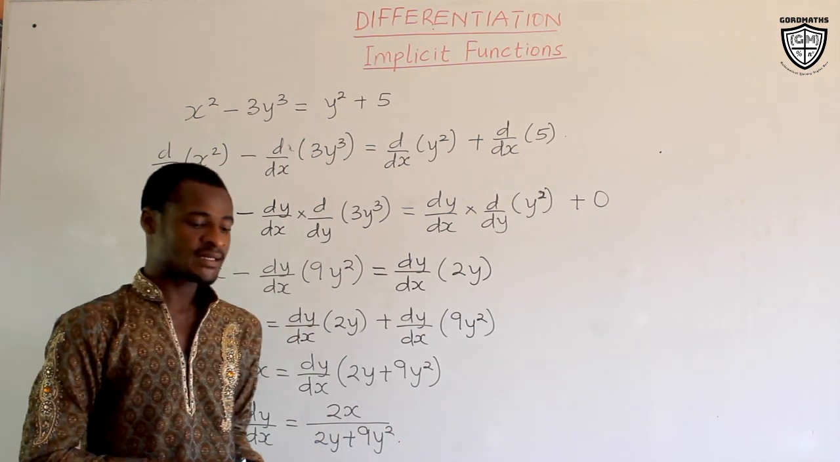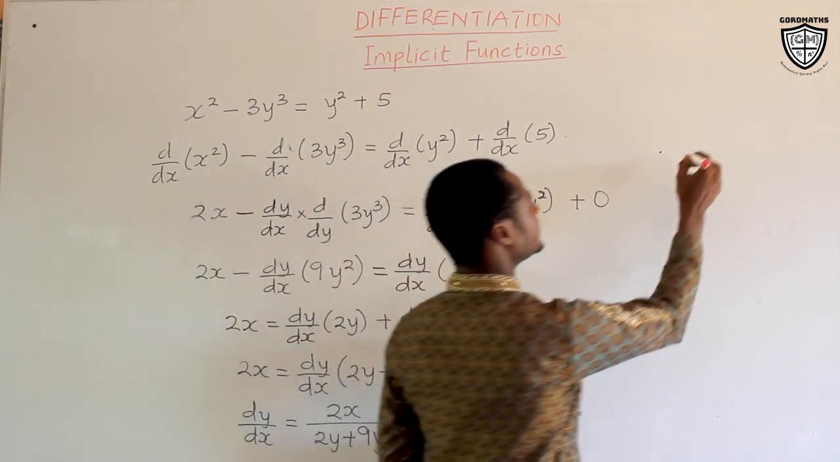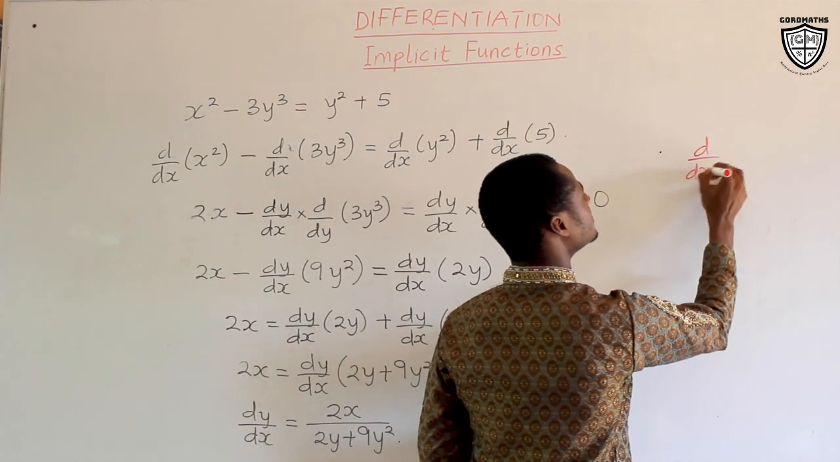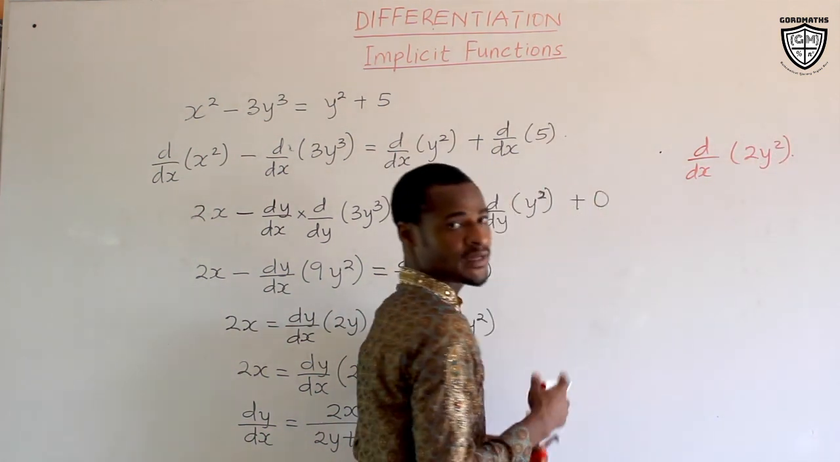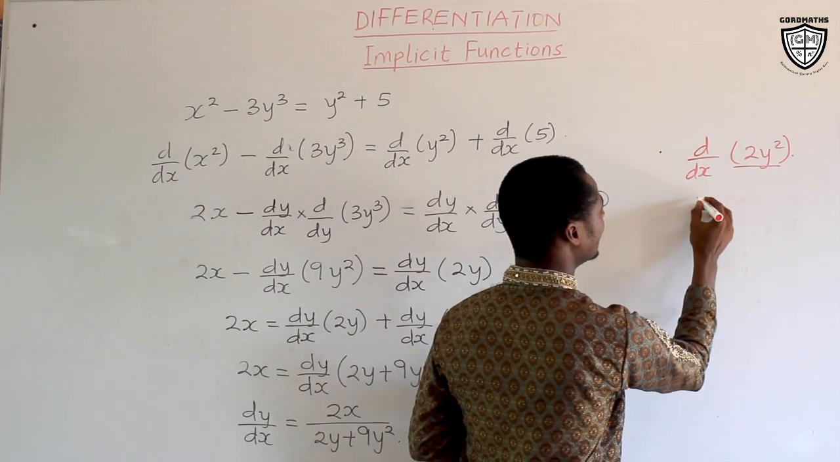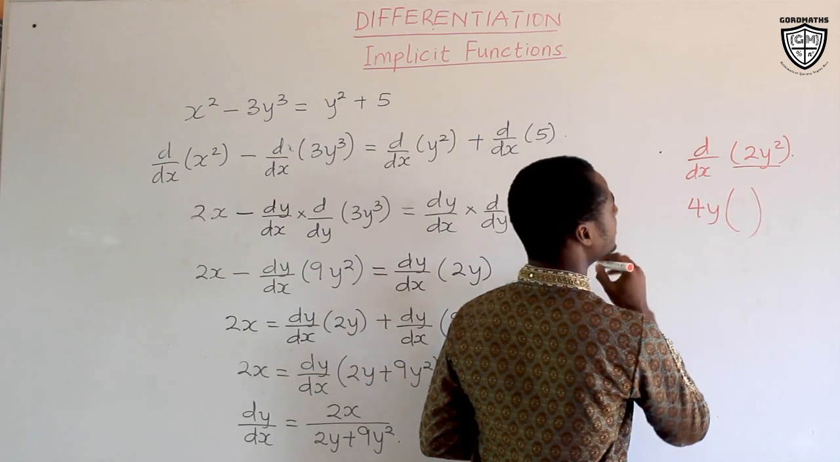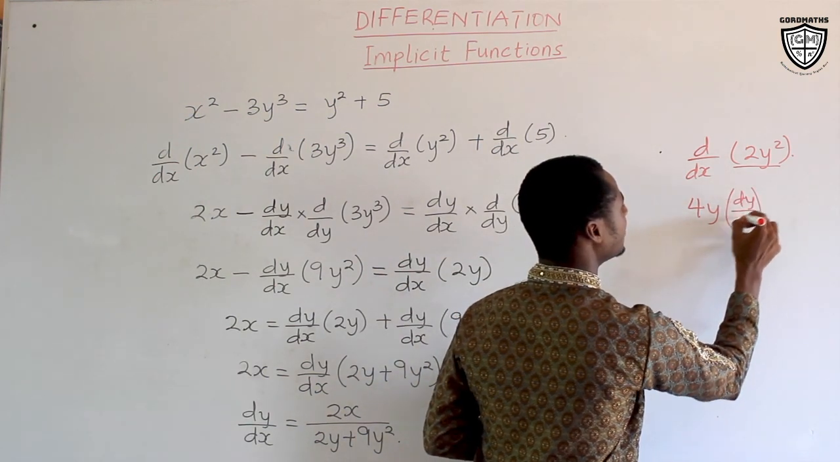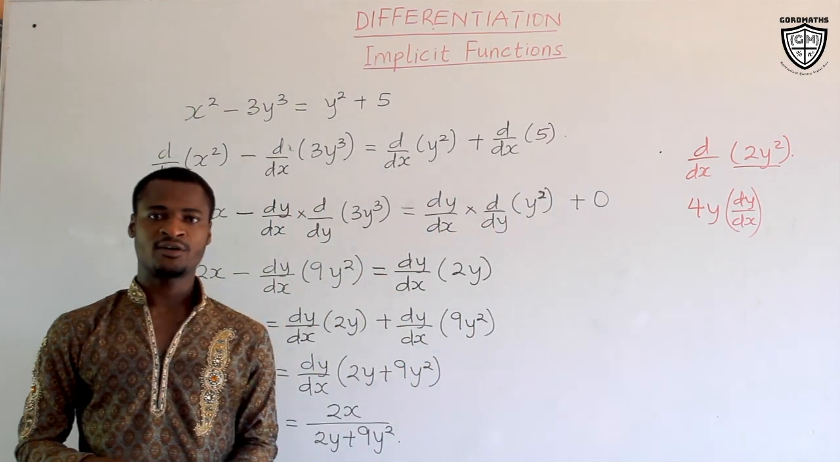So the general technique we have learned here is that if we want to find d/dx of a function in terms of y, then we will find d/dy of this function, for example 2y squared, which will give us 4y, and then we multiply d/dy by dy/dx. Let's check out another example on this.